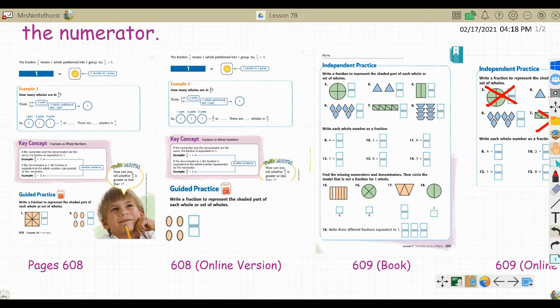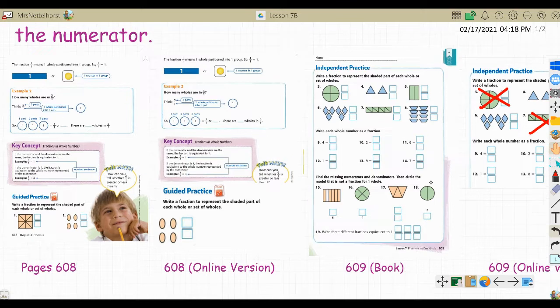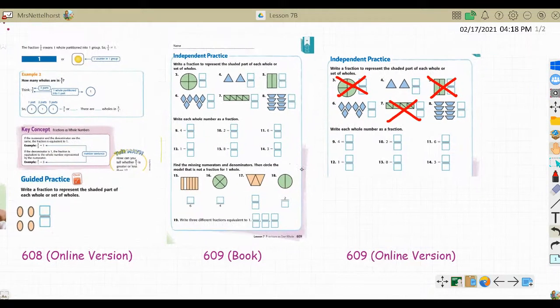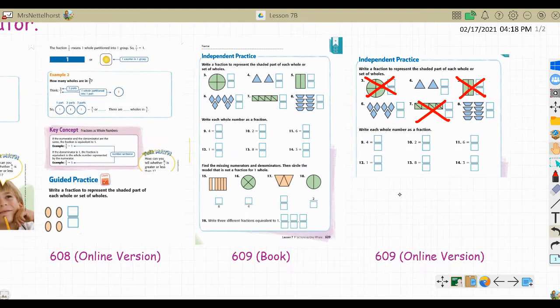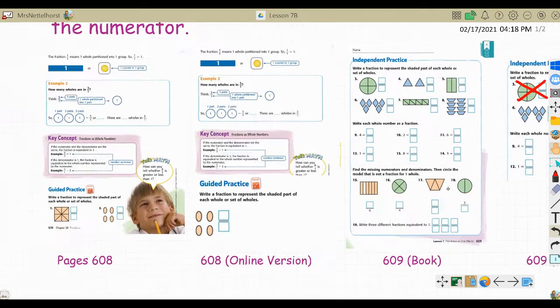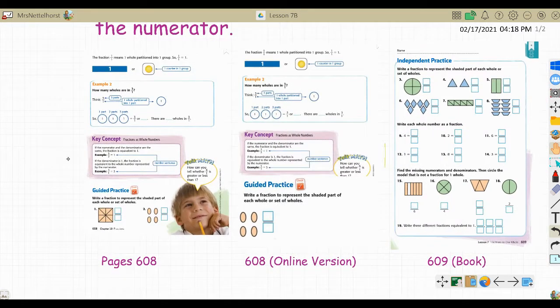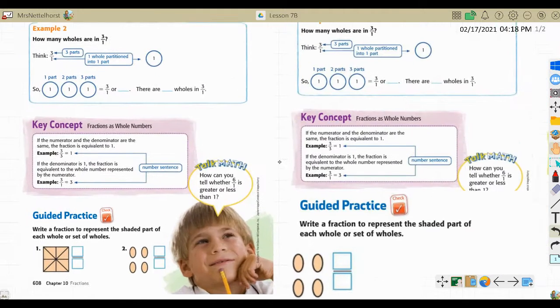Okay, then this is your independent practice on page 609 in your book. You can see it says book down here. And then you have an online version that looks like this one, where I crossed out 3 of the problems and you only have the top part of the page. Okay, so let's get started on this. So let's look at page 608 in your math book.